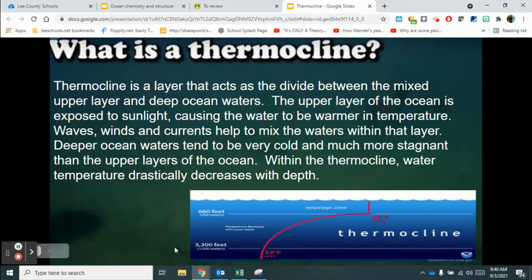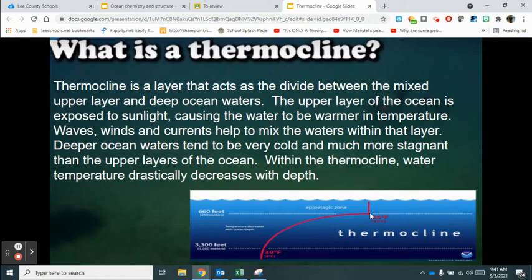What is a thermocline? A thermocline is a layer that acts as a divide between the mixed upper layer and the deep ocean waters. The upper layer of the ocean is exposed to sunlight, causing the water to be warmer in temperature. Waves, winds, and currents help to mix the waters within that layer. Deeper ocean waters tend to be very cold and much more stagnant than the upper layers of the ocean. Within the thermocline, water temperatures drastically decrease with depth.